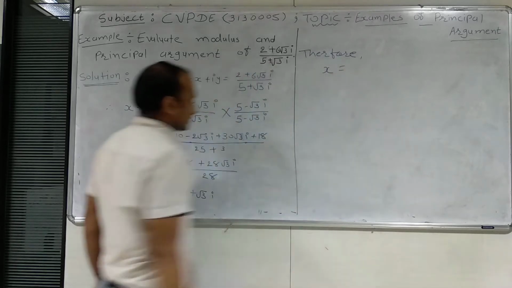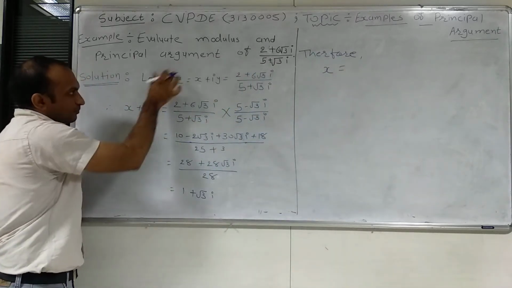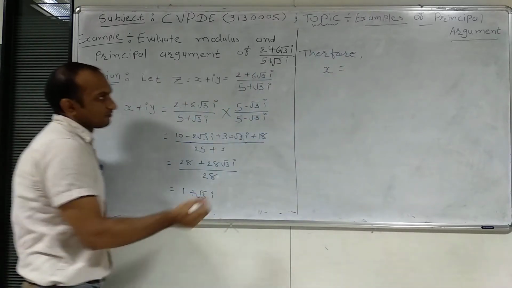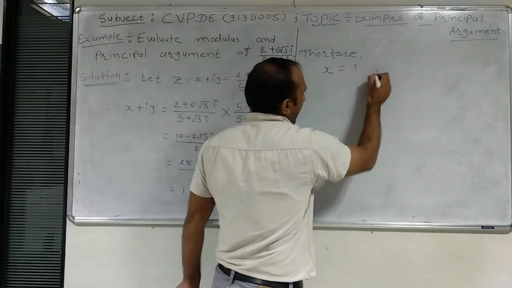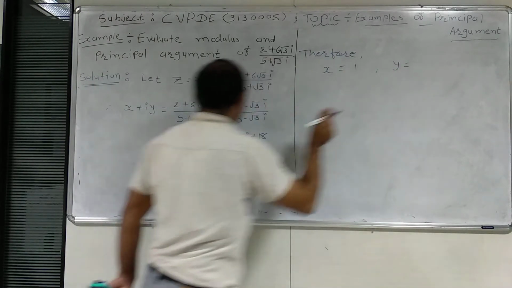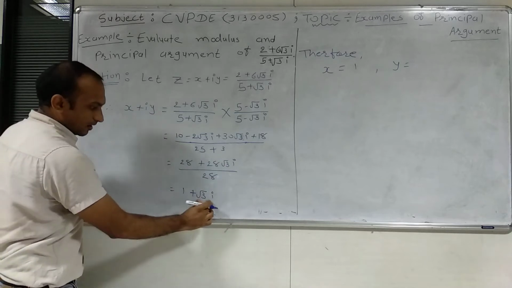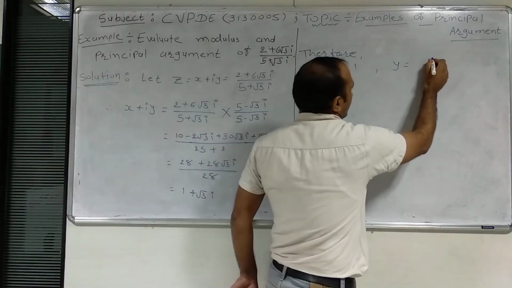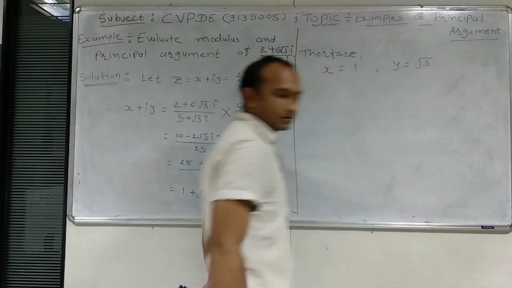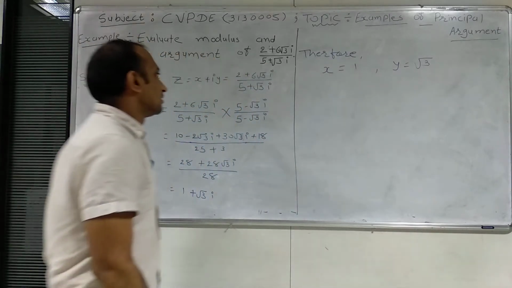Therefore the real part x, from our supposition, on the opposite side is 1. So x is 1 and y is the imaginary part. Here the imaginary part is root 3. So y equals root 3.